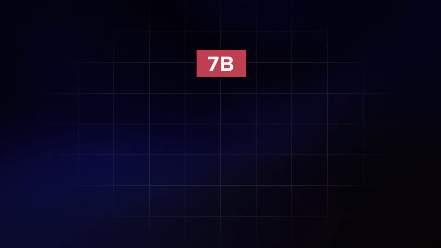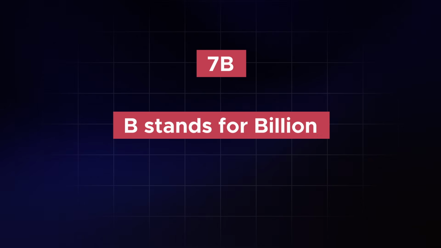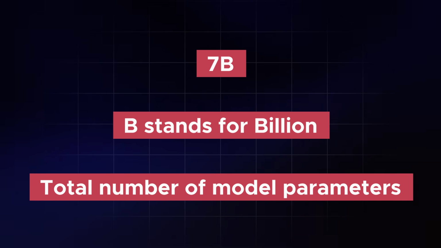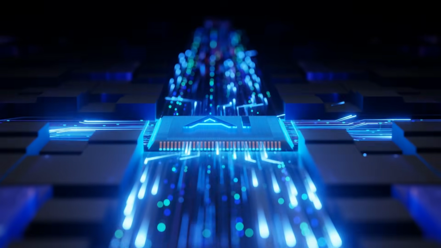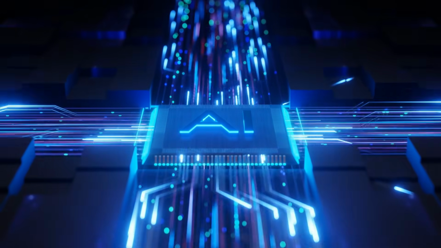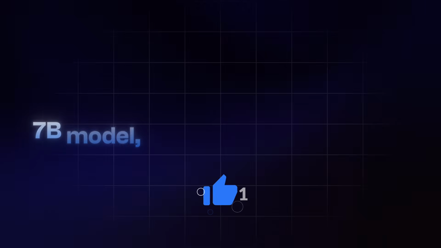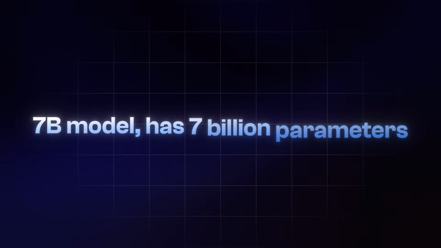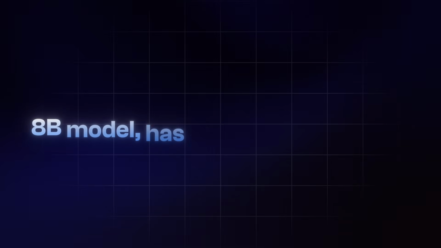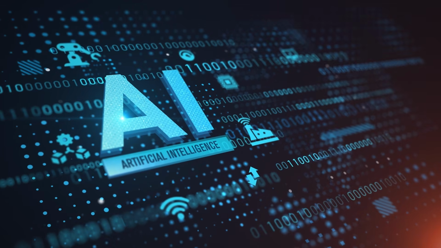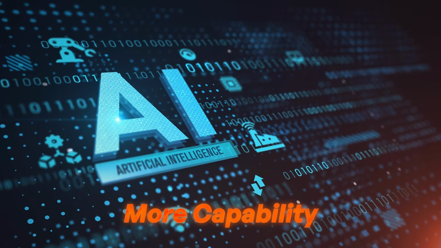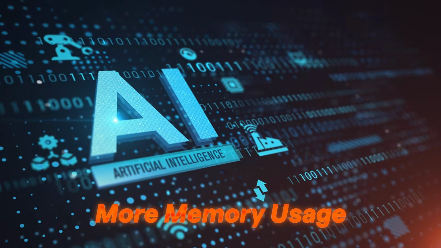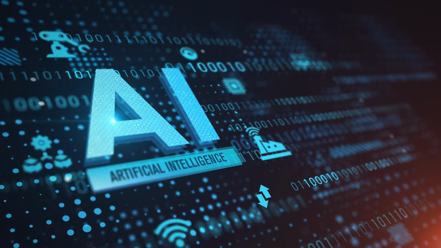When you see 7B or 8B, the B stands for billion. That number tells you how many parameters the model has. Parameters are basically the internal weights the model uses to understand patterns, language, and reasoning. So a 7B model has 7 billion parameters. An 8B model has 8 billion parameters. Generally speaking, more parameters can mean better reasoning and more capability, but it also means more memory usage. Now let's talk about Q4.